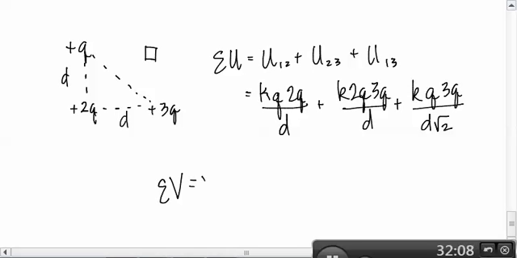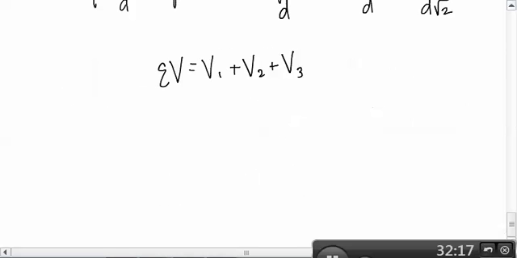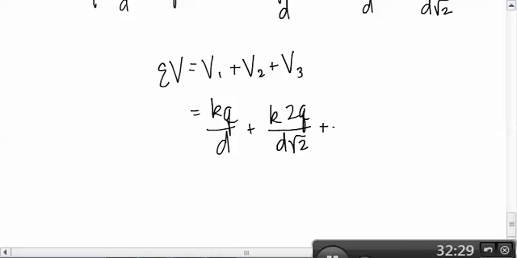So you could find the electric potential created by the first charge, and the electric potential created by the second charge, and the electric potential created by the third charge. So it would be like KQ over D plus K2Q over what, D root 2? Plus K3Q over D. And just add them up. What if one of the charges was negative? I'd need to include the negative sign and I wind up subtracting it.